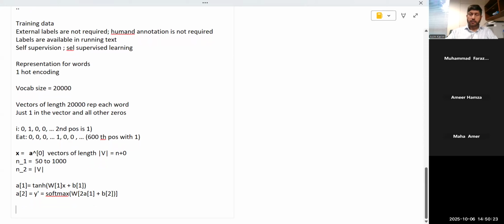So you will train on these input-output pairs and minimize the multi-class cross entropy loss. So minimize it to find the parameters W1, W2, B1 and B2, okay? So you can do that, right?